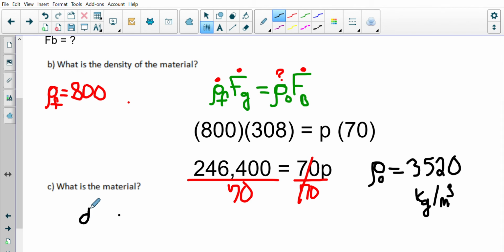So, what is the material? It's expensive. Better get it out of that oil. It's a diamond.